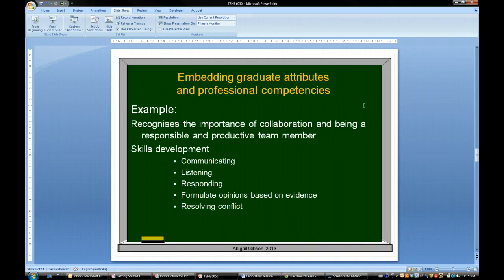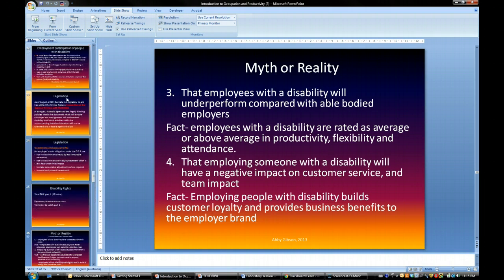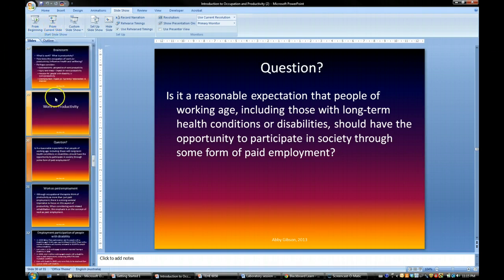So we want them to develop skills in communicating, to develop skills in listening to other people and responding, to be able to form opinions based on the evidence and perhaps resolving conflict. Now, one way I've embedded that into the course, and I'd like to just quickly refer to the lecture that I give students in the first week of the course, which was just last week, and I asked them this question.